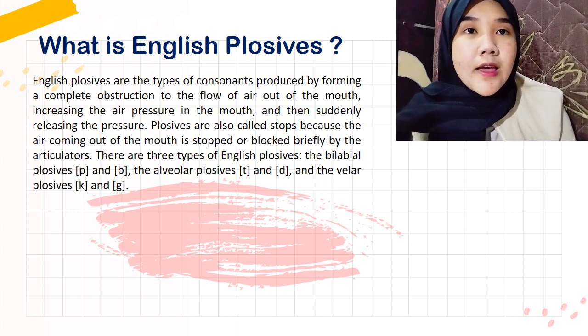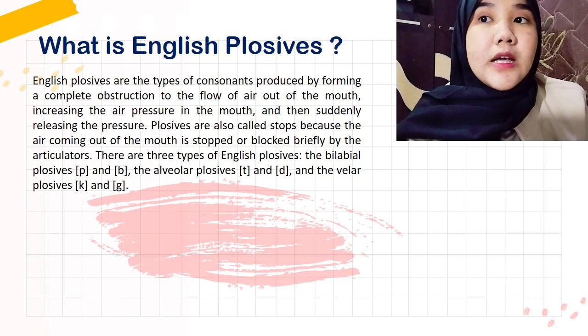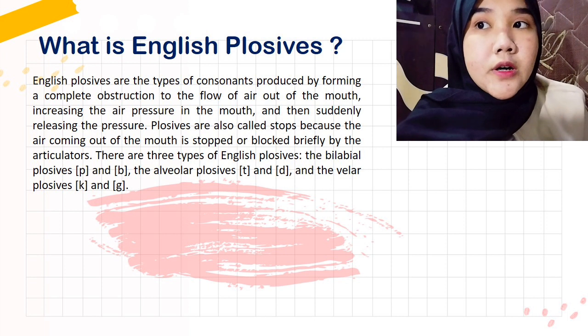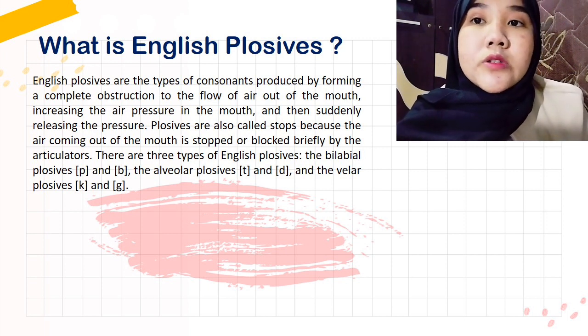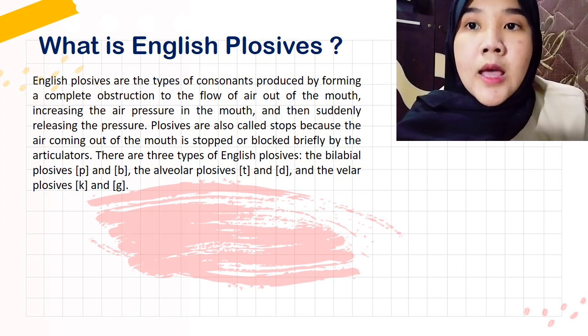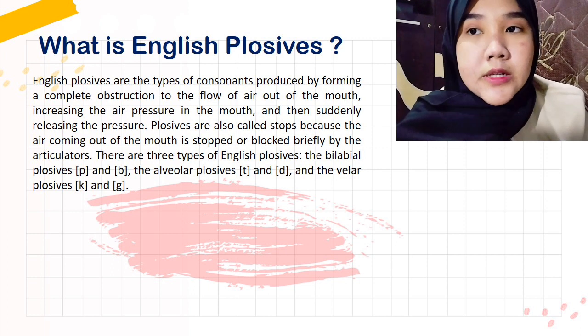Before I explain more about the types of English plosives, I will explain what an English plosive is. English plosives are types of consonants produced by forming a complete obstruction to the flow of air out of the mouth, increasing the air pressure in the mouth, and then suddenly releasing the pressure.